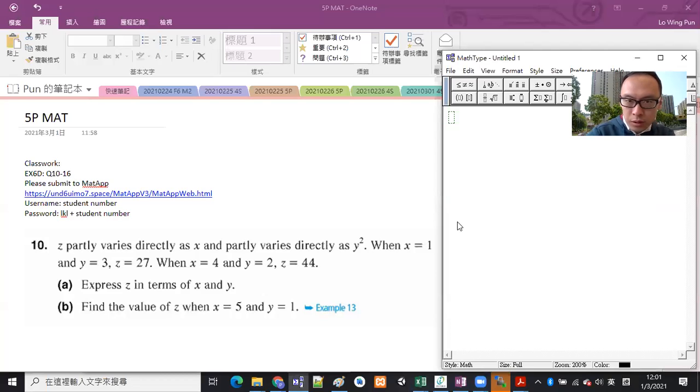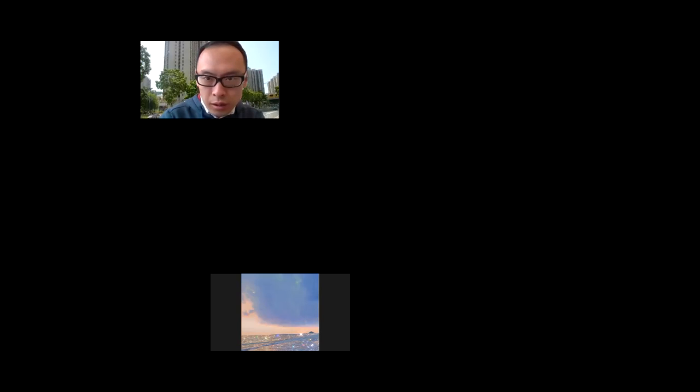So we will let z be the subject, and then we have two parts. The first part is directly as x, so it's a times x, plus the second part, it is directly as y squared, so that's b times y squared, where a and b are not equal to 0.